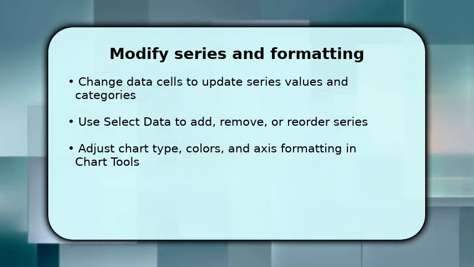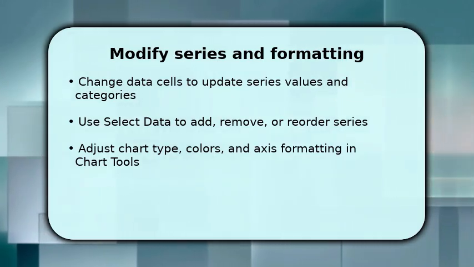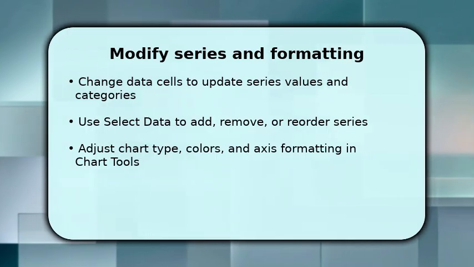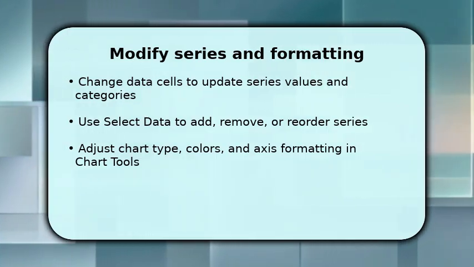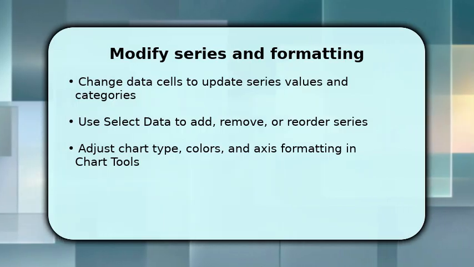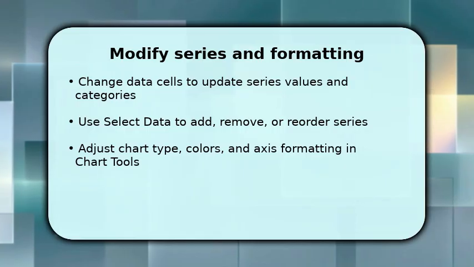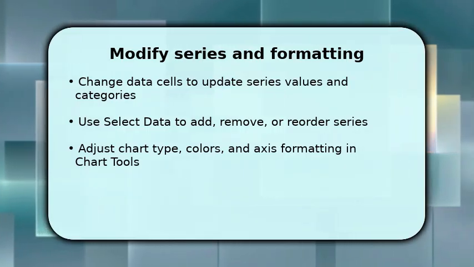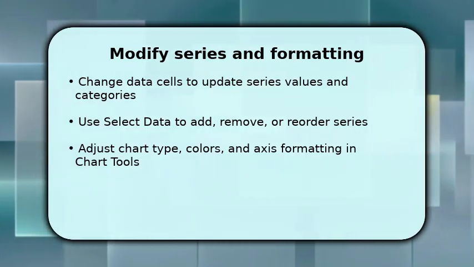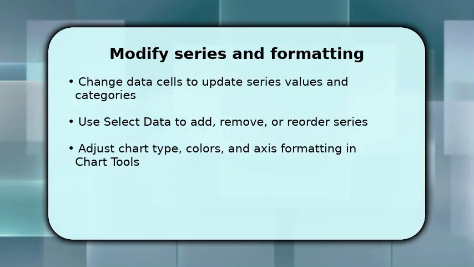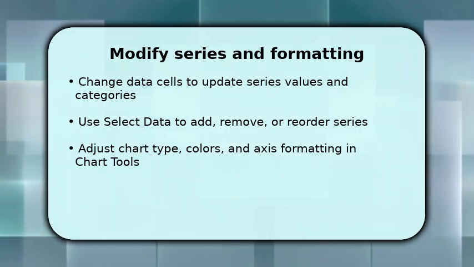If you need structural changes, use Select Data to add, remove, or reorder series. That lets you control legend entries and ranges. Next, use the Chart Tools Design and Format tabs to change chart type, apply color themes, and tweak axis options so labels remain readable. Make sure to check marker sizes and grid lines.